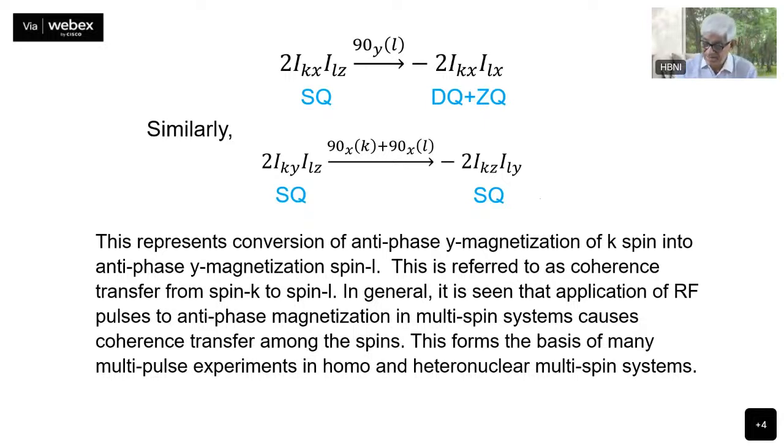In general, it is seen that application of RF pulses to antiphase magnetization in multi-spin systems causes coherence transfer among the spins. This forms the basis of many multipulse experiments in homo and heteronuclear systems. Remember, when we were considering the evolution under the Hamiltonian, there is no coherence transfer. Hamiltonian evolution, free precession, cannot cause a coherence transfer. To cause a coherence transfer, you need an RF pulse. Only then can you cause coherence transfer. And that is the basis of the various kinds of pulse sequence designs.